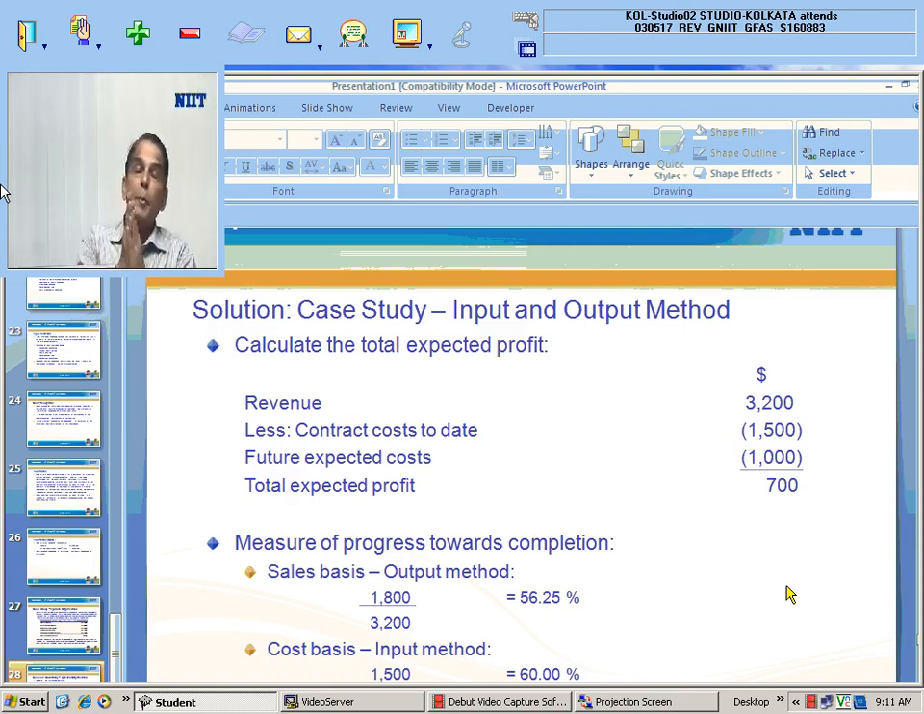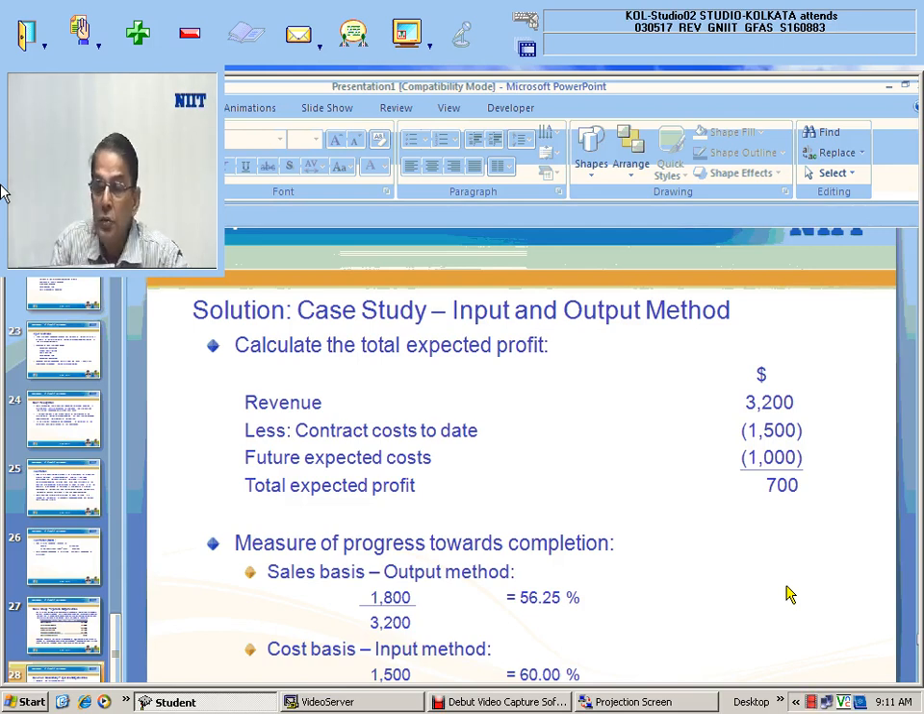Now if you look at the measure of progress towards completion using both the output method, that is sales basis, and input method, that is cost basis. So we try to measure the progress of the contract towards completion using first output method and then the input method. On the sales basis, that is output method, 1,800 is the work certified to date. The value of the work that is completed up to 31st December of the current year is 1,800, and total expected sale is 3,200. So 1800 by 3200, 56.25% is the progress towards completion as per output method.